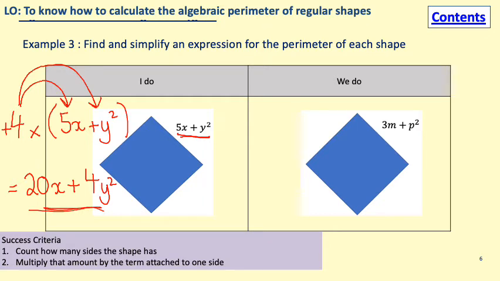So make sure you include the brackets when you attempt this we do now, and make sure you times the number of sides by both terms. Give yourselves a minute to try and solve this.